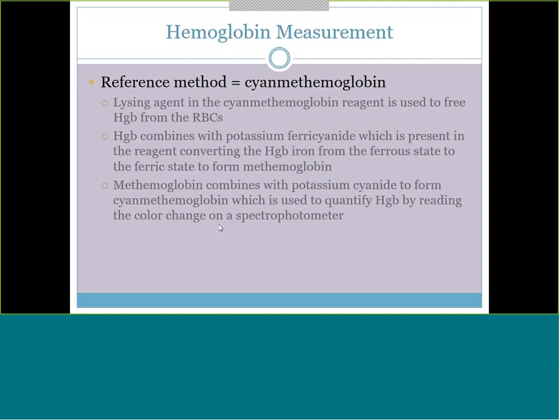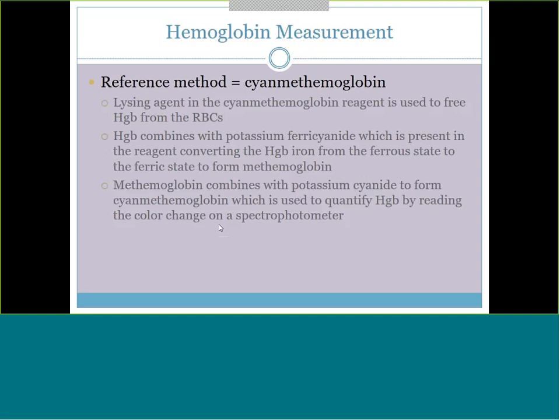So first what we do is we will take the patient's sample and we're going to add a lysing agent to that sample. And the lysing agent does exactly what it's called. It lyses the red cells. It breaks down those red cells so that we can get the hemoglobin out of the red cells. Because in order to measure anyone's hemoglobin level, we got to get them out of the red cells first. So that lysing agent will purposely lyse open the red cells to free the hemoglobin.